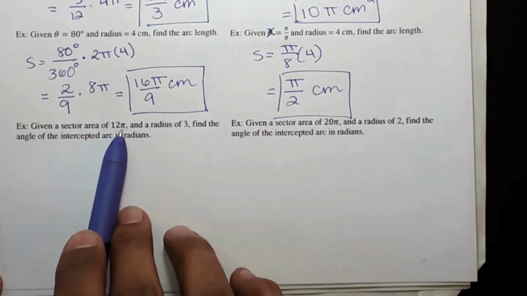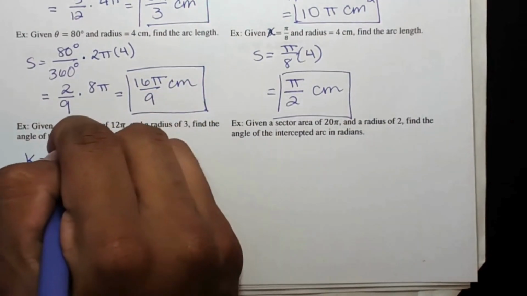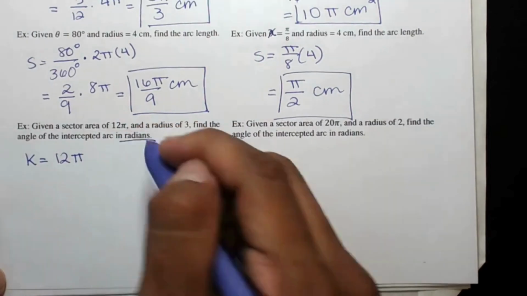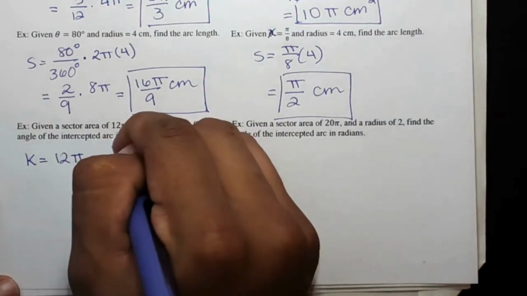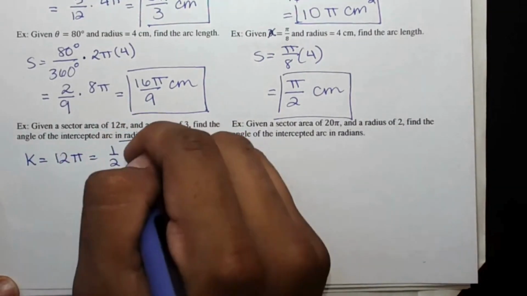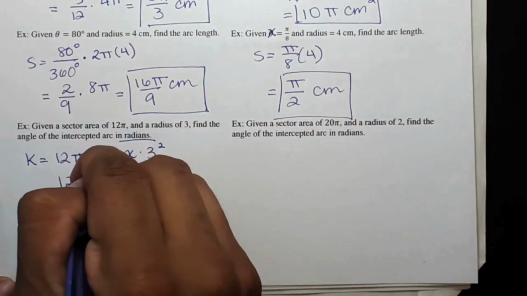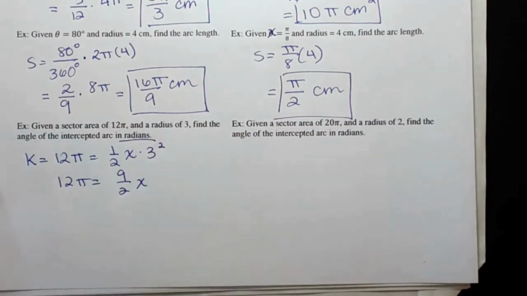Given a sector area is 12 pi, well, again, sector area is K, and a radius of 3, you find the angle of the intercepted arc in radians. So we're going to have to use the radian formula. So that's going to be 1/2 the radian measure x times r squared. So we'll end up getting 12 pi equals 9/2 x.